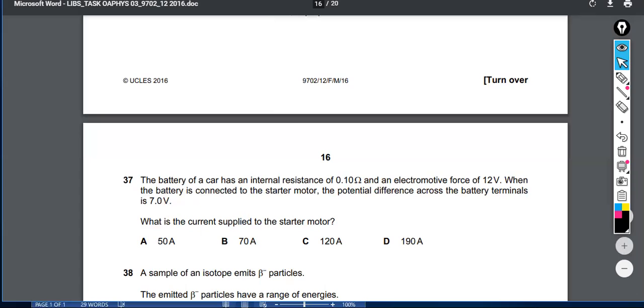The starter is taking a lot of current. You've got to draw more current, right? Read the question: what is the current supplied to the starter motor? Okay, so we have to draw more current from the EMF source to start the car, which means what happens when we drive more current through an EMF source?